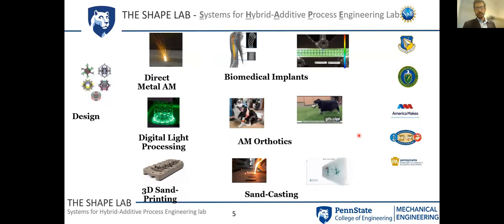So here's a very quick snapshot of some of the topics that we have published on, not necessarily the ongoing work as well, is leveraging design tools. We collaborate with engineering design experts like Dr. Simpson himself. But we primarily focus on the manufacturing aspects, whether it is metal AM or direct light processing or binder jetting, in this case 3D sand printing, to look at how we better address biomedical needs or orthotic needs or sand casting, which I call indirect additive manufacturing, because we are not printing the part, but we are printing the mold. And here are some of our recent sponsors: Air Force Research Lab, DOE, America Makes, ONR, PM Manufacturing, and NSF for some of the other topics.